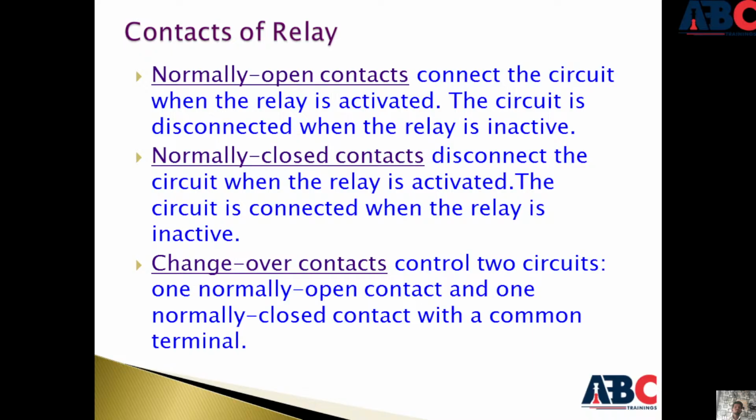Contacts of relay: normally open contacts connect the circuit when the relay is activated. The circuit is disconnected when the relay is inactive. Normally closed contacts disconnect the circuit when the relay is activated. The circuit is connected when the relay is inactive. Change over contact controls two circuits: one normally open contact and one normally closed contact with a common terminal.